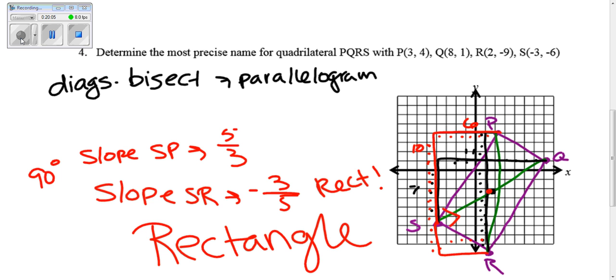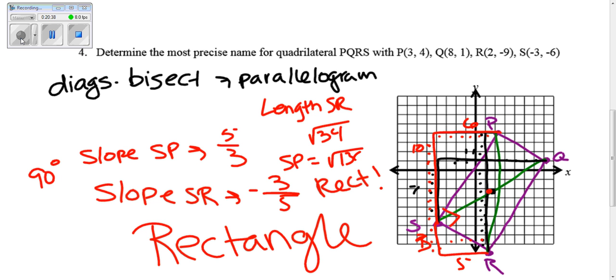So then from there, I could decide if it's a square or not based upon, hey, are all 4 sides congruent? And they're not. Okay, the length of SR is 3 and 5, so 9 plus 25, so the length of SR is the square root of 34. And the length of SP is up 10 and over 6, so it's the square root of 100 plus 36, 136. So what's that tell me? That the sides aren't congruent, so therefore it's not a square.